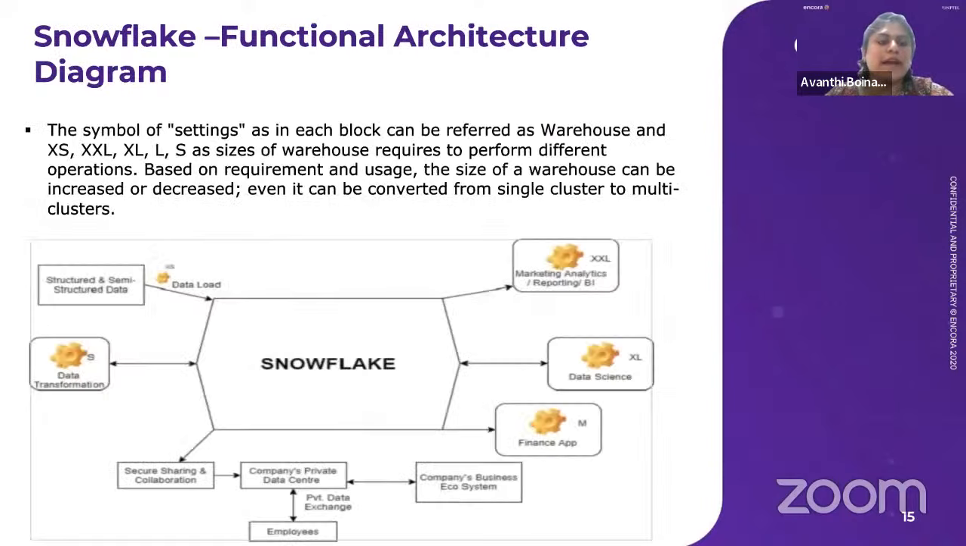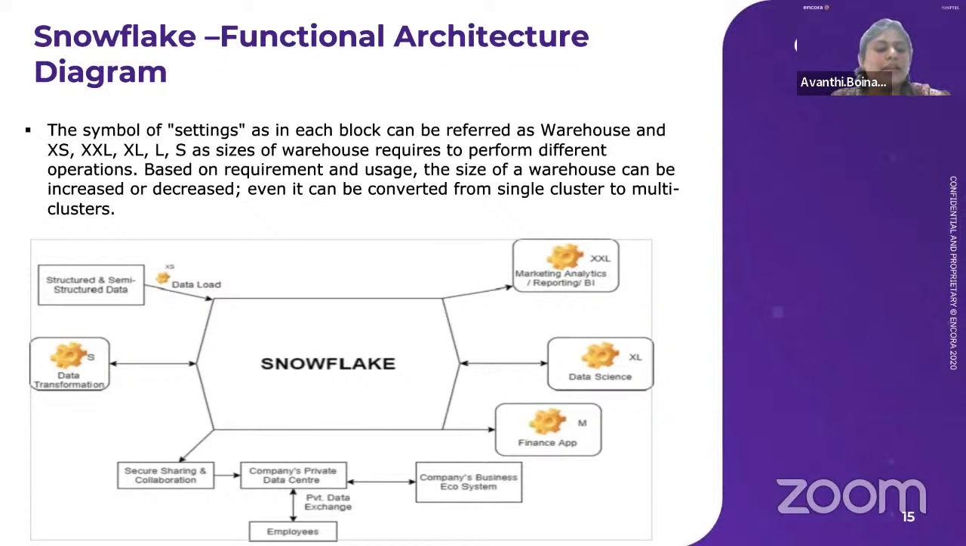Next, coming to the diagram over here, the settings symbol in each block can be referred to as a warehouse, and XS, double XL, XL, L, S are sizes of warehouse required to perform different operations. If you look into the diagram, structured and semi-structured data has an extra small data load. Coming to data transformation, it has small.